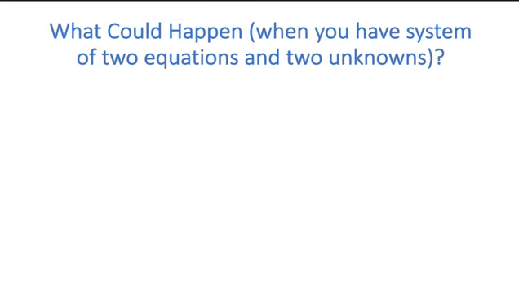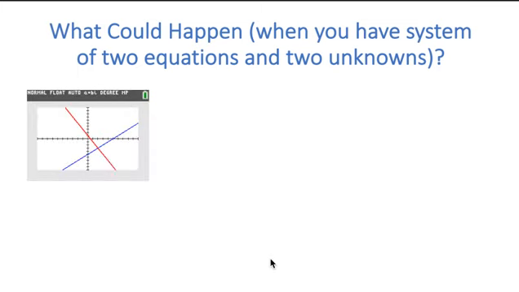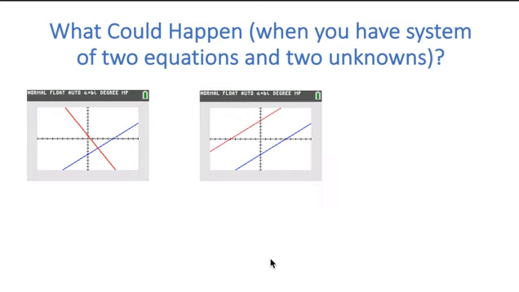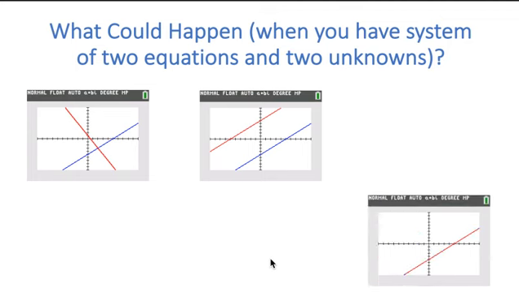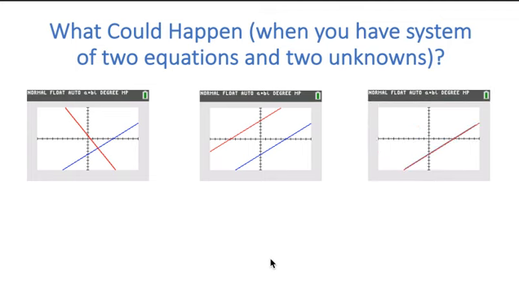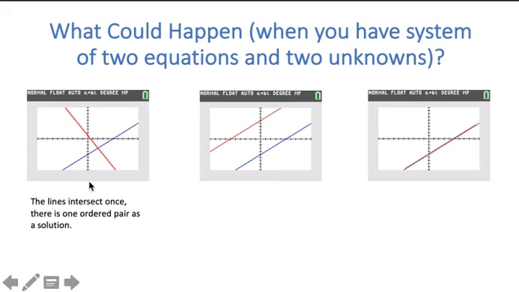So what exactly could happen? We looked at one example where we got one solution to the system of equations. But what could happen is when we graph those lines, they might never meet. And when we graph them, we might actually end up with the same line. In the first example, which is what we saw on the previous screen, the lines intersect once, and there is one ordered pair that is the solution.